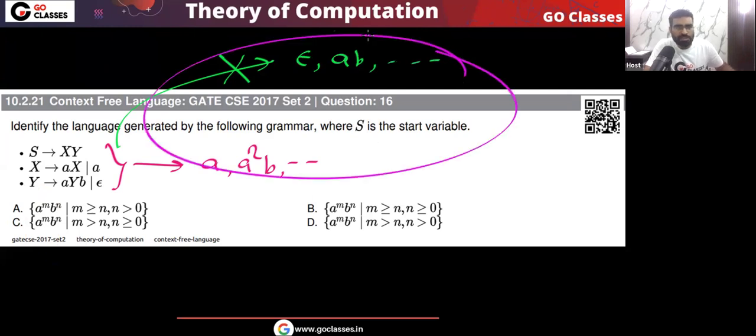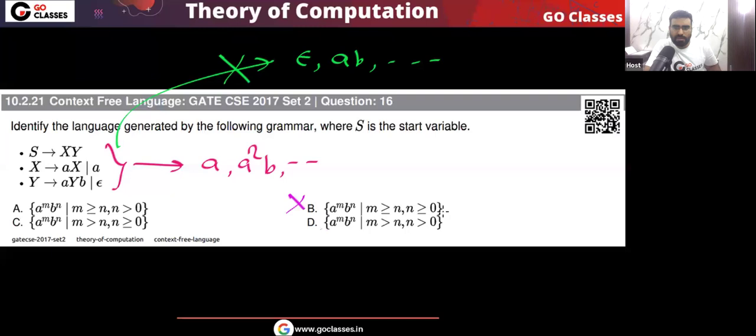Now from these counter examples, you can eliminate option B. For option B, what will be the counter example? The counter example will be epsilon, the counter example will be AB. These are the counter examples for option B. Option D is also gone, because option D counter example will be A. The counter example will be A.